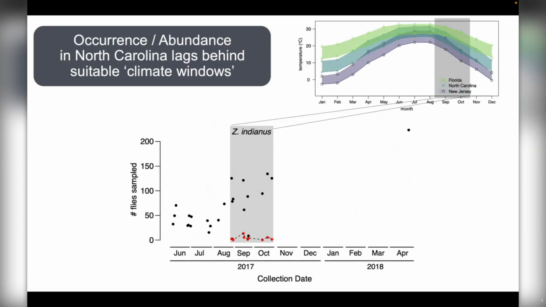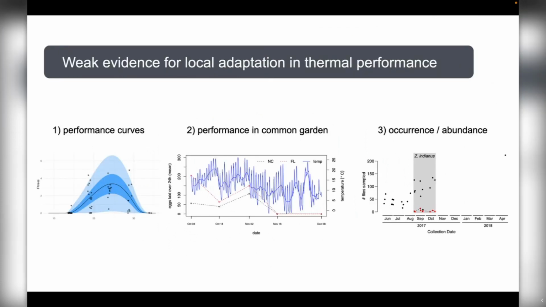And so, despite the temperatures throughout the year being conducive to allowing the species to be reproductively active, we don't find them until later on in the year. So taken together, information we have from thermal performance curves in the lab, this common garden experiment, and then abundance throughout the year provides relatively weak evidence that there's been adaptation to cope with cold temperatures.